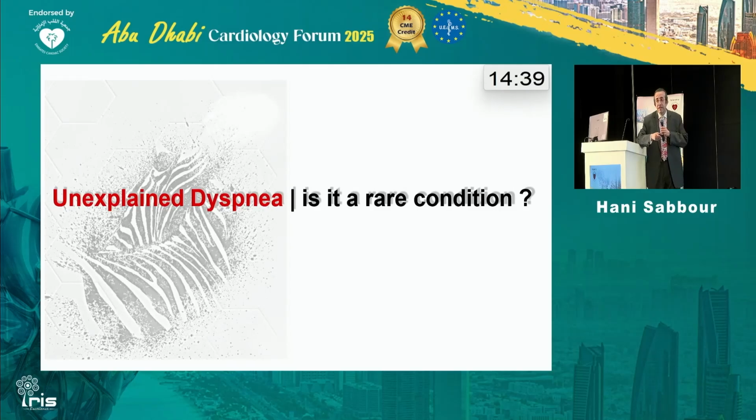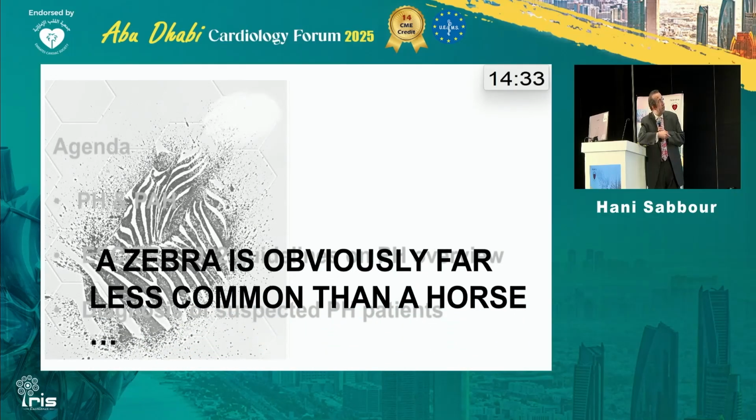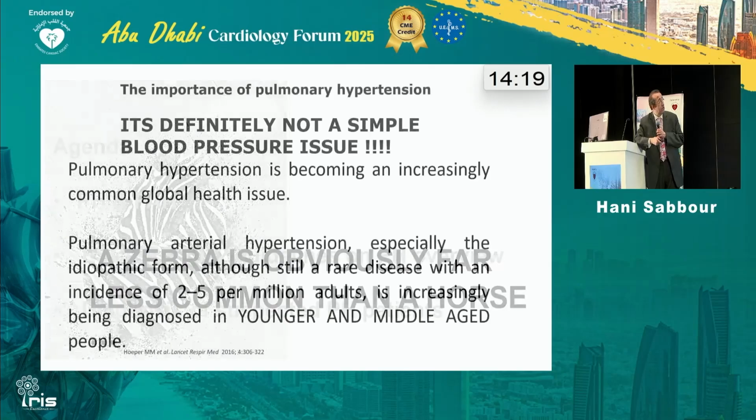So, unexplained dyspnea, is it a rare problem? Actually, it's not. One of the things we have to remember, you see the picture in the background? What is this animal? This is a zebra, right? But if you hear hooves outside, you're more likely to think of a horse than a zebra. In a rare disease, you have to think of these things because they may be a lethal disorder as well.